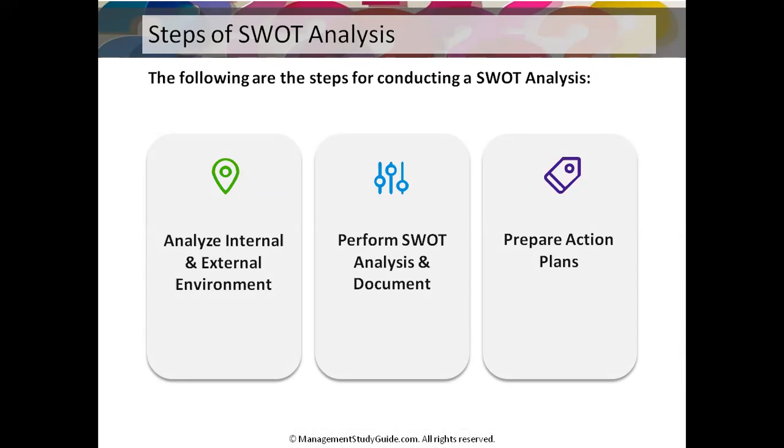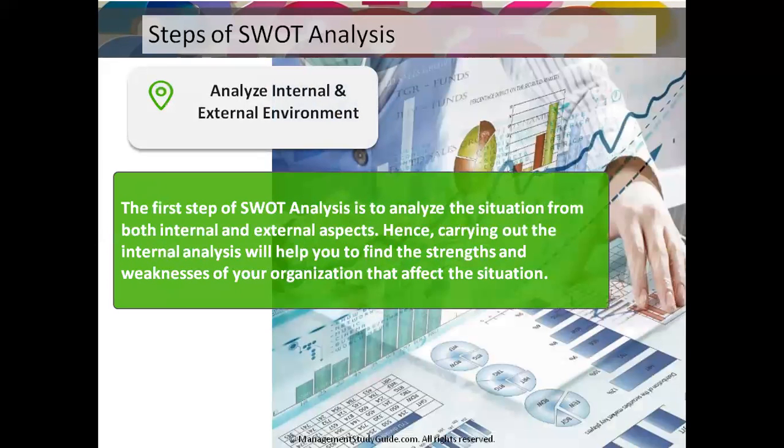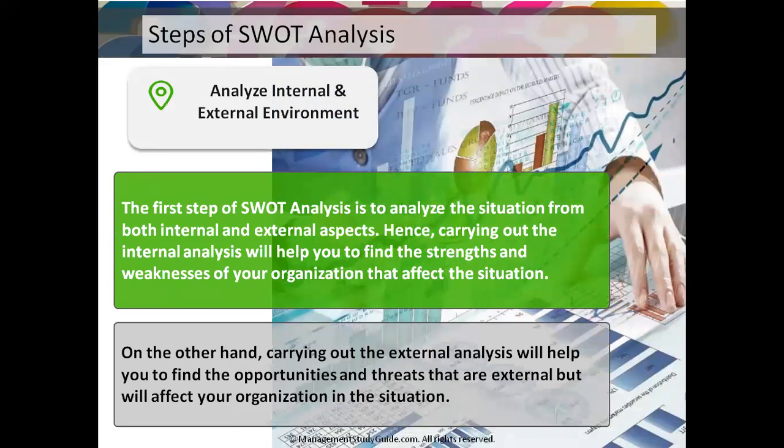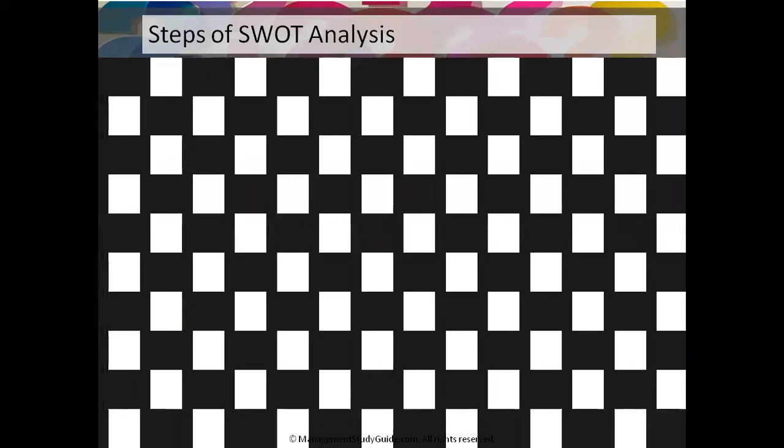Steps of SWOT analysis: analyze the internal environment and external environment, then perform SWOT analysis and document, then prepare action plans for your SWOT. For analyzing the internal and external environment, what are the strengths and weaknesses that you have within your organization that can help you move forward? Then the external environment, what are the threats and opportunities that come by?